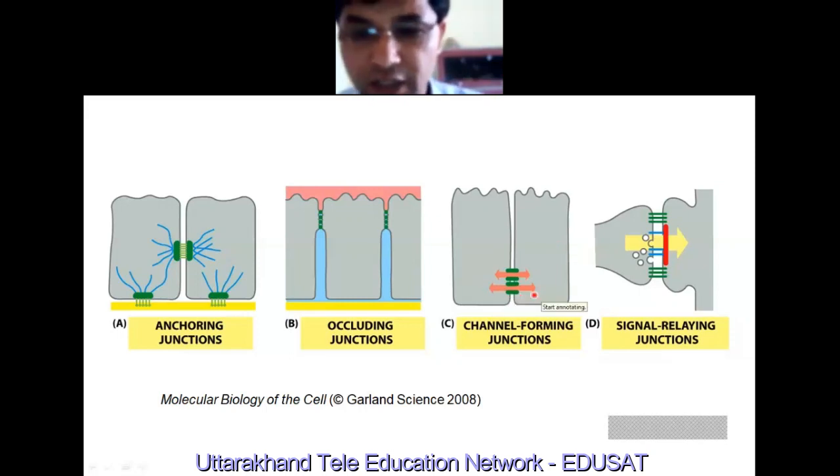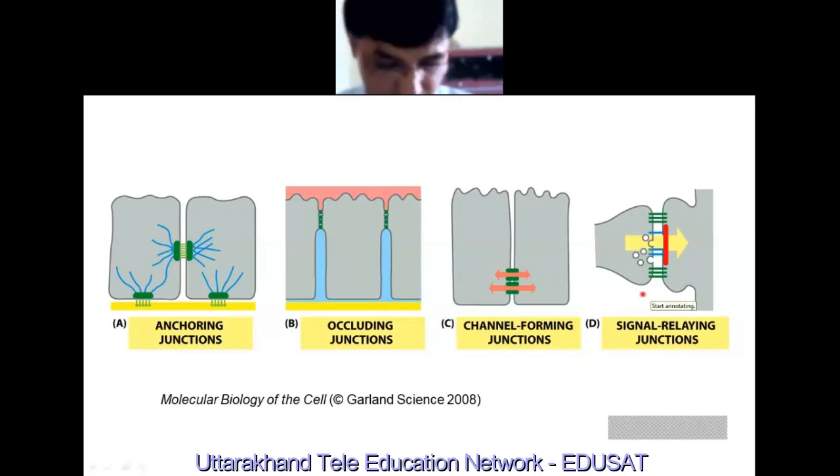So these are the channel proteins. These channel proteins form some channels between the cells for the transmission of information. Here what we are seeing is a bidirectional transmission of the information through the channels. And the third last one is the signal relaying junctions.